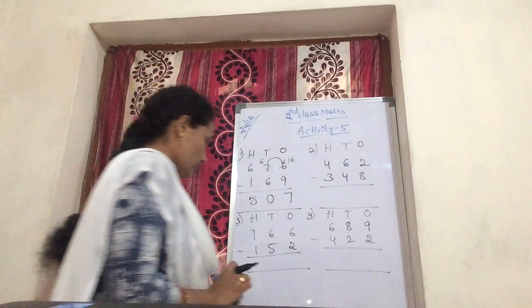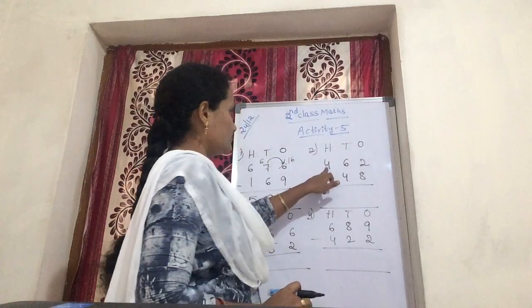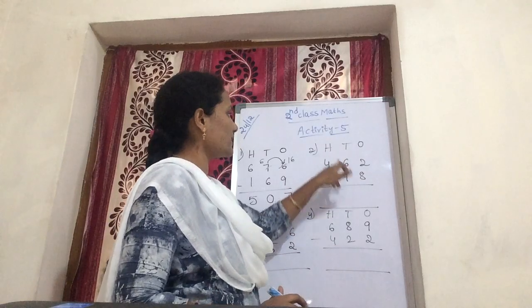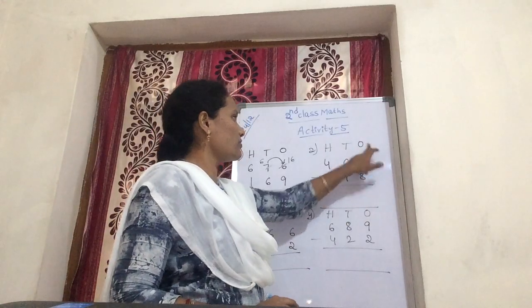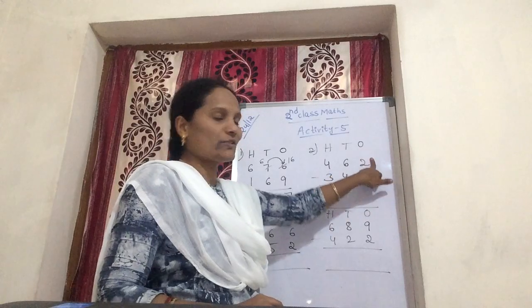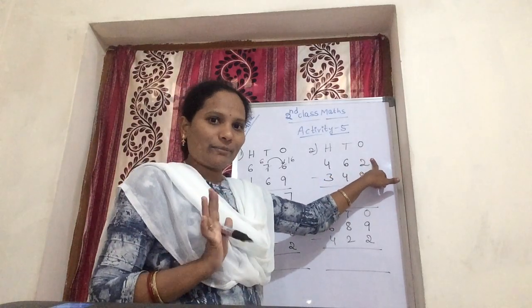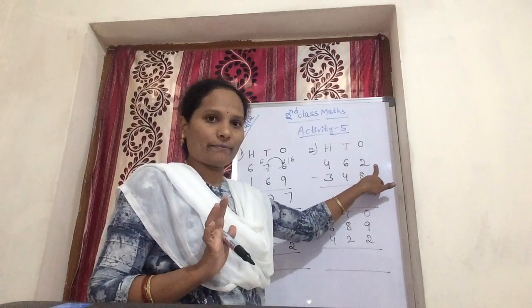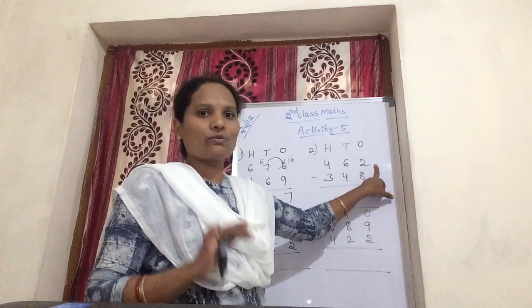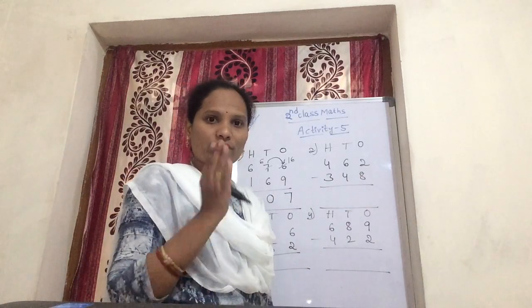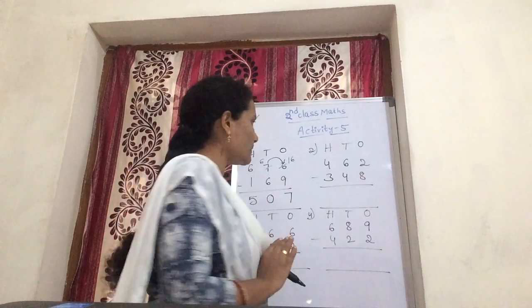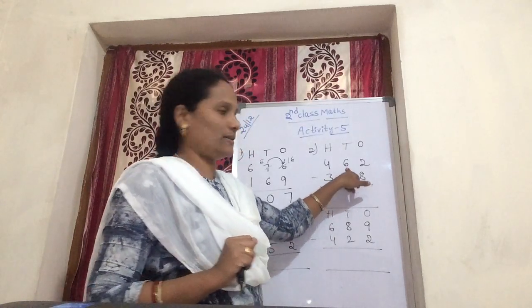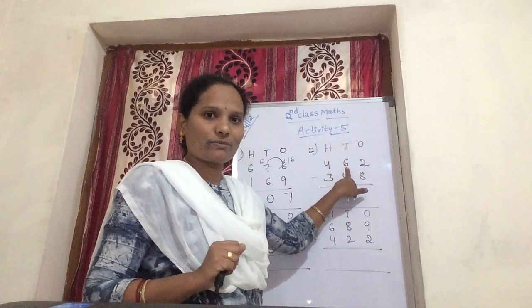Okay. Now coming to this one: 462 minus 348. Now first number 2 minus 8. Is 2 the small number or big number? Compared to 8, 2 is the small number. Yes. So you need borrowing. You need some number. So what are you doing, Amma? You take borrowing from the tens place. Here in the tens place, which number is there?